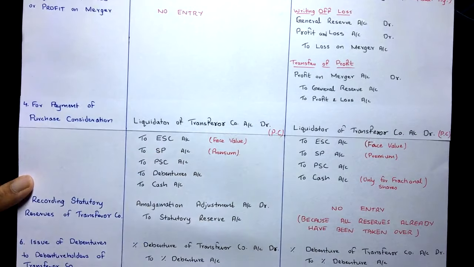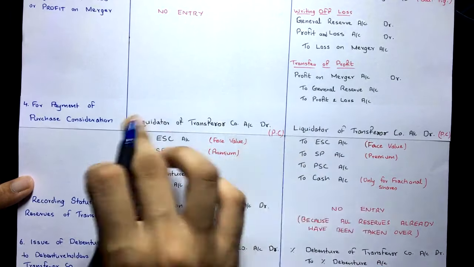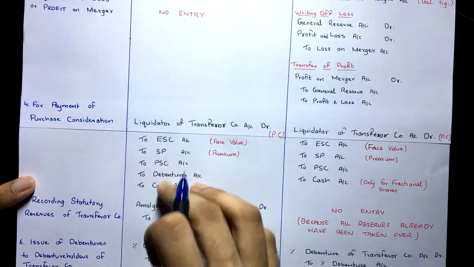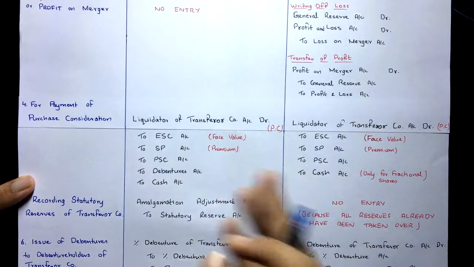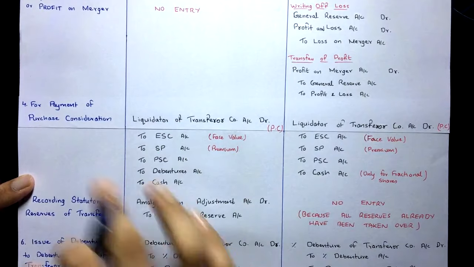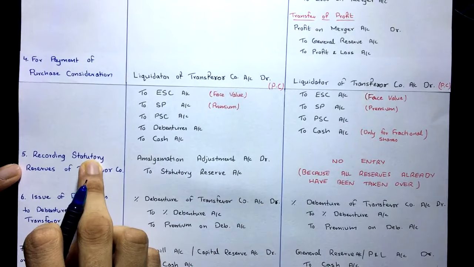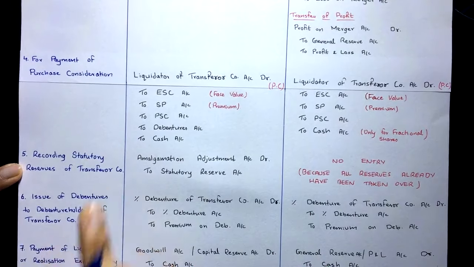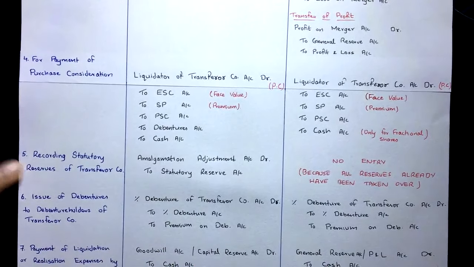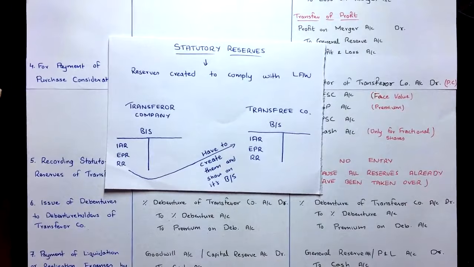What all things you have paid to whom? To the liquidator of transferor company. Liability is getting reduced, so debit that account, and whatever payments you are making, whatever things are going out. Yeah, that's it. Simple. The fourth entry is simple. And then the fifth entry we have is recording statutory reserves of transferor company. Now see here, it's very simple.